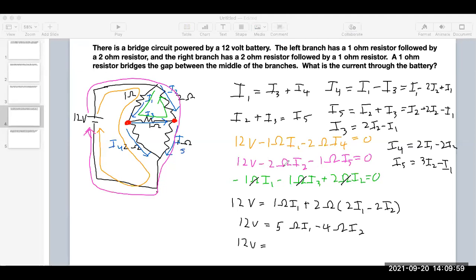So plugging in for this one, we have 2 ohms I2. And then we need to add in 1 ohm I5, which is 3 ohms I2 minus 1 ohm I1. Or 1 ohm I1 plus 3 ohms I2. And now it's just 2 equations, 2 unknowns, looking more and more manageable.